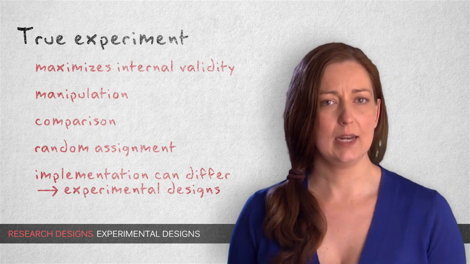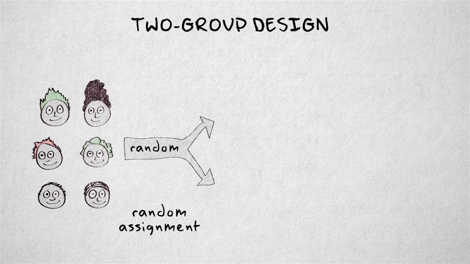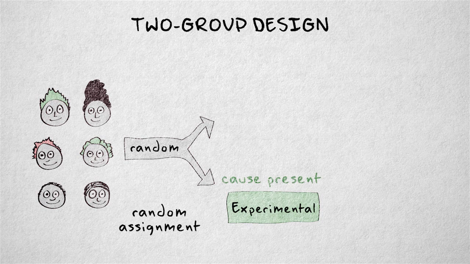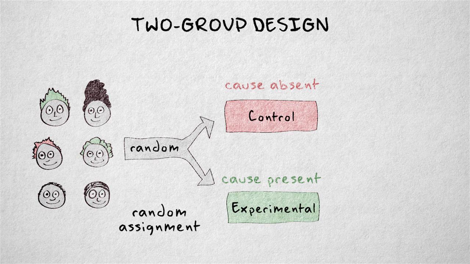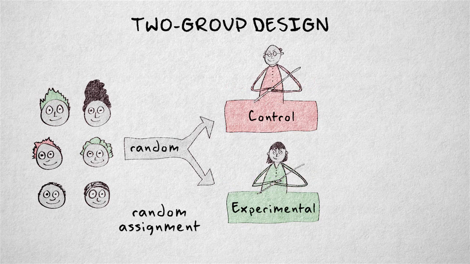The simplest design is the two-group design. Participants are randomly assigned to one of 2 conditions, usually an experimental condition where the hypothesized cause is present, and a control condition where it's absent. The independent variable could also differ between the conditions in amount or kind. For example, if we're investigating the effect of male versus female math teachers on math performance of boys.